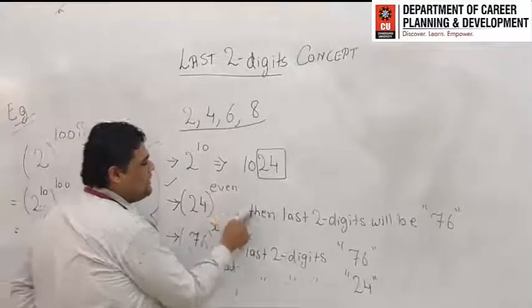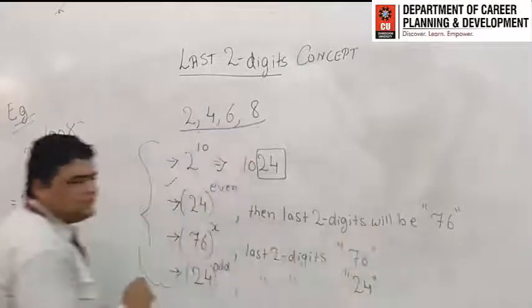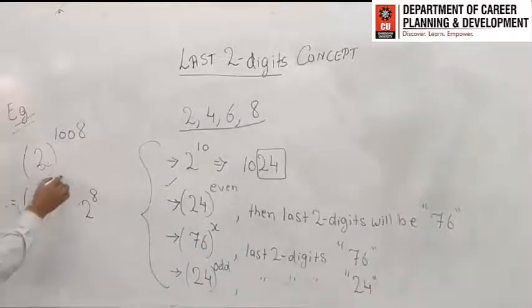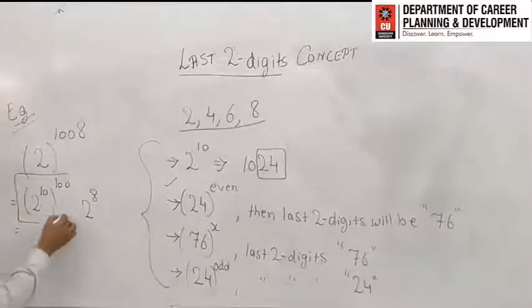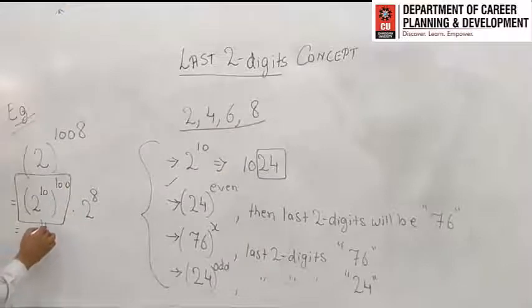24 raised to the power even, then the last two digits will be 76. So for this complete value, I am writing this as it will end with 76. We just have to write the last two digits, nothing else. It will definitely end with 76.